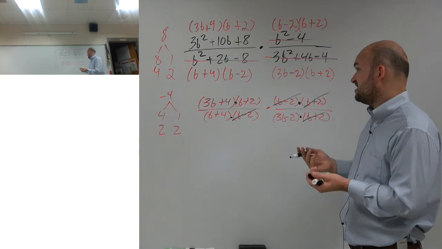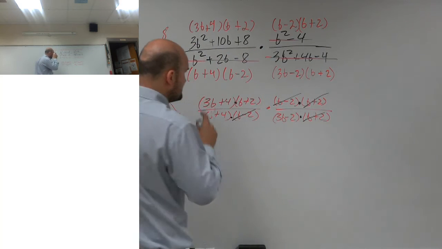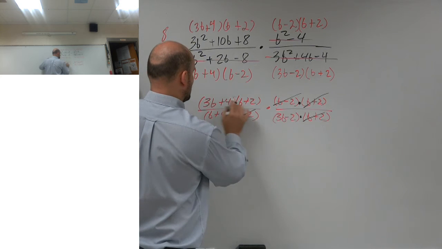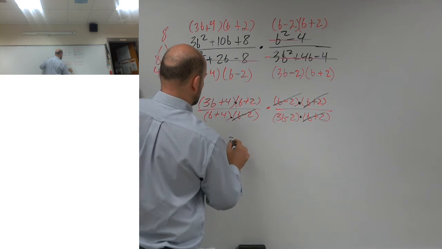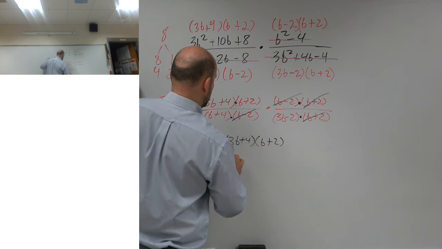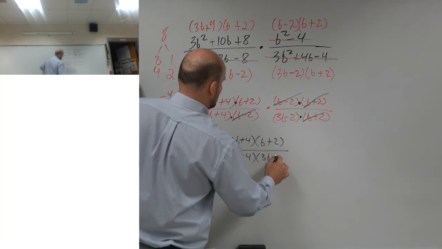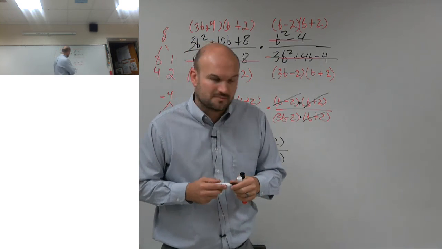So that's going to look like everything else I have. I'm sorry, my penmanship is not the greatest. Now, we can multiply these out, or we could just leave what's left, which is these two terms and these two terms. So I'll just leave it as 3b plus 4 times b plus 2, all over b plus 4 times 3b minus 2. And that is going to be your simplified rational expression.